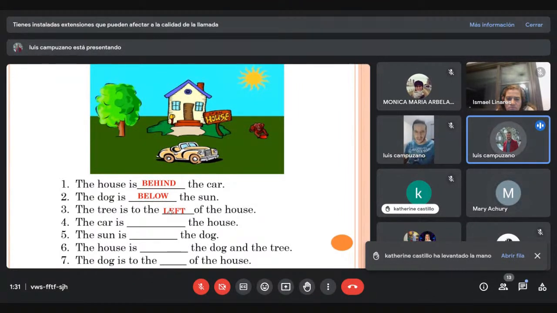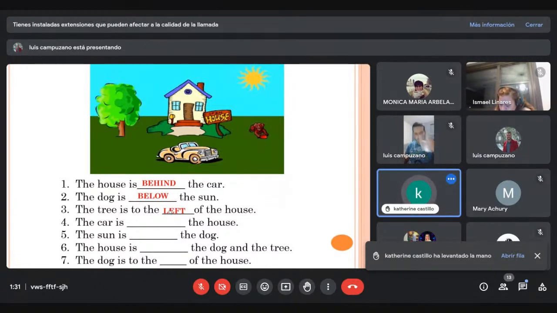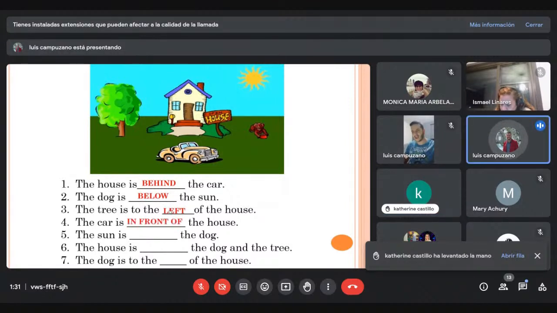I'm going to go now with Catherine Castillo. Thank you, Mari, for your help. Catherine Castillo, can you hear me? This one is number 4, and this one's for you, and it says, the car is to the house. What do we say here, Miss Castillo? What do you think? The car is in front of the house. That is correct. Good job. Thank you so much, Catherine.